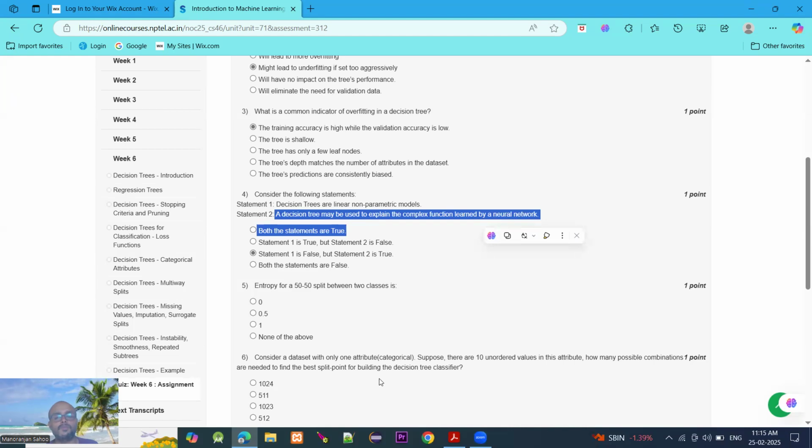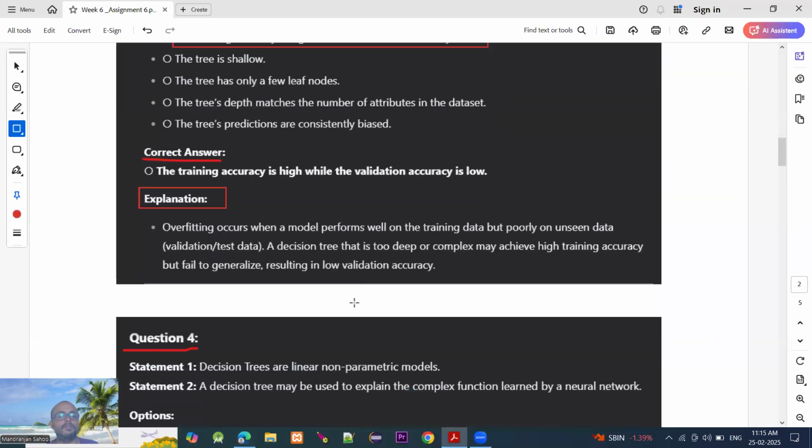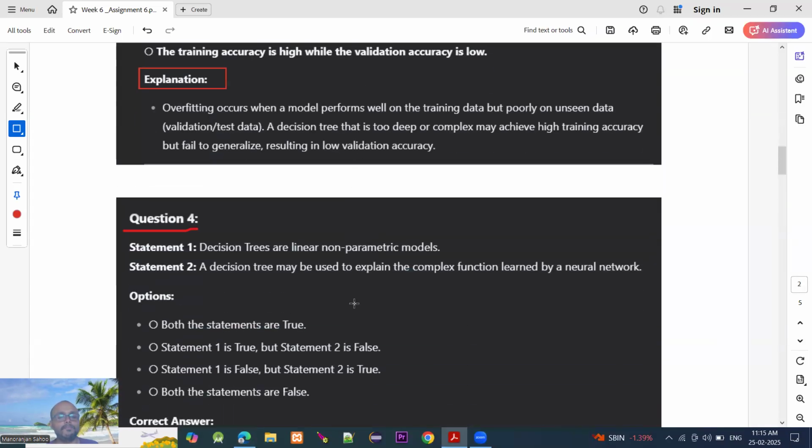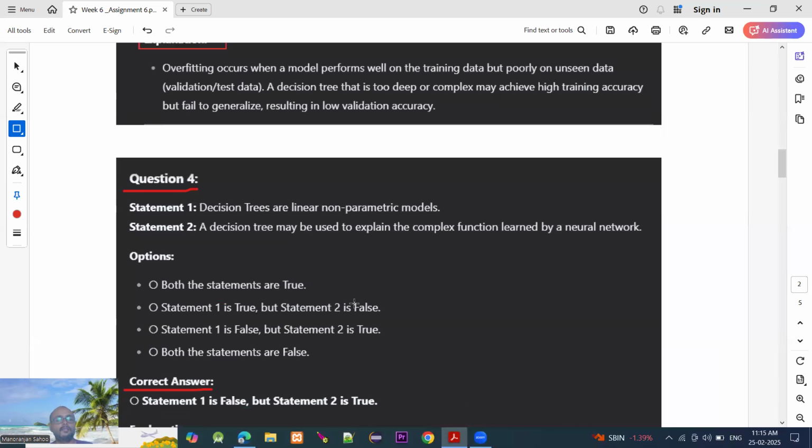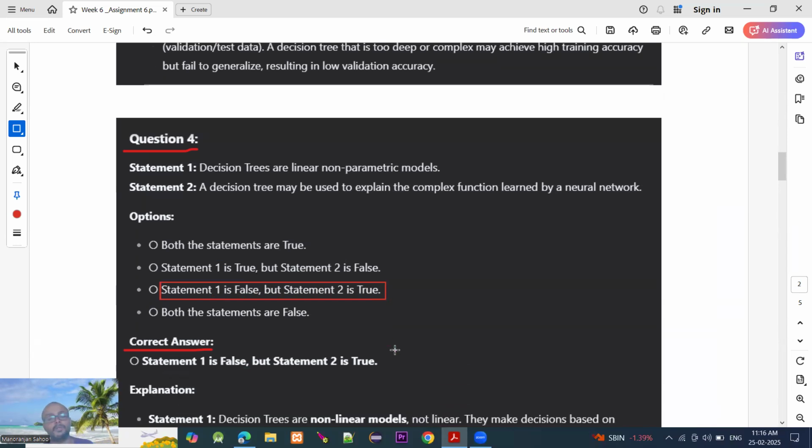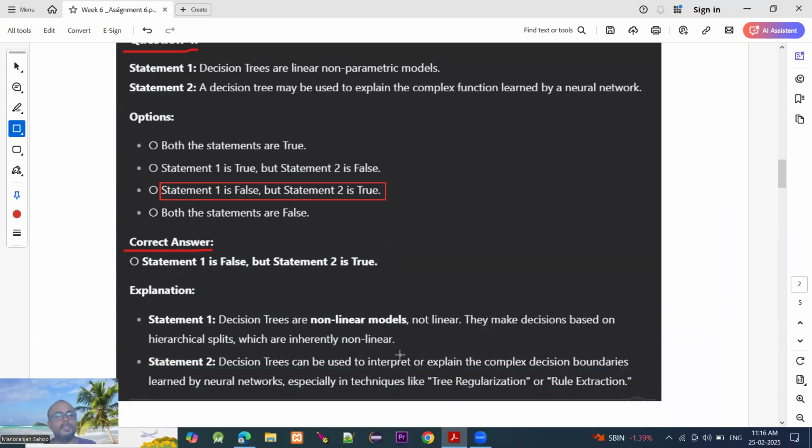So for option C, which we choose here, statement 1 is false but statement 2 is true. Why? Statement 1 is false because decision trees are non-linear models, not linear. It is mentioned there that they are linear, but decision trees are non-linear models.